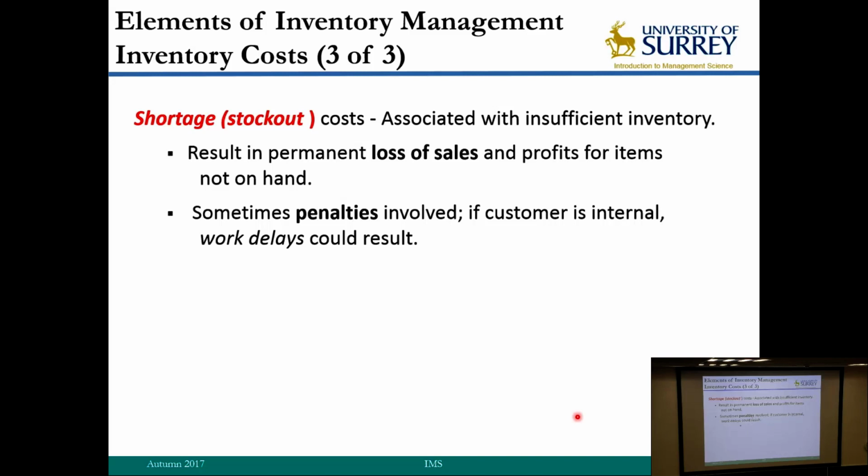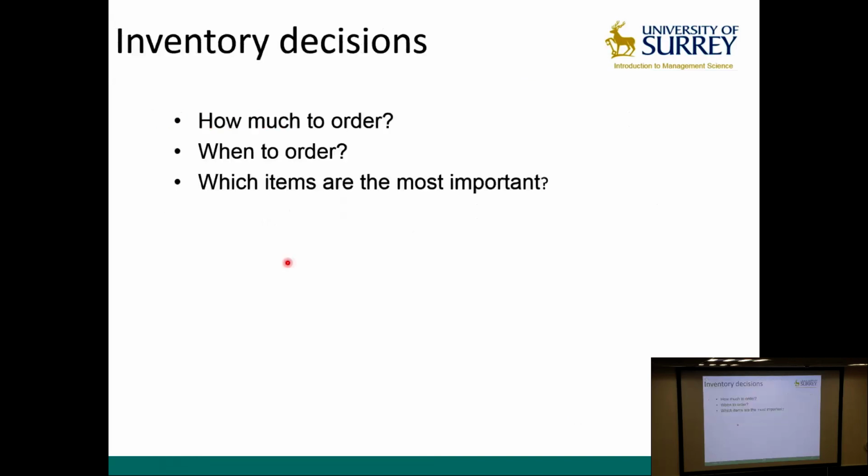And if the customer is internal, for example, on the production lines, where you are in charge of a certain step and the people at the next step are waiting for your outputs, then we cause a work delay for the whole production line. So this is the shortage cost. Definitely, sometimes this is a huge cost. So, 3 different types of cost. We're going to consider them one by one, and see what theories we can use to determine things. So what is the main problem for an inventory system?